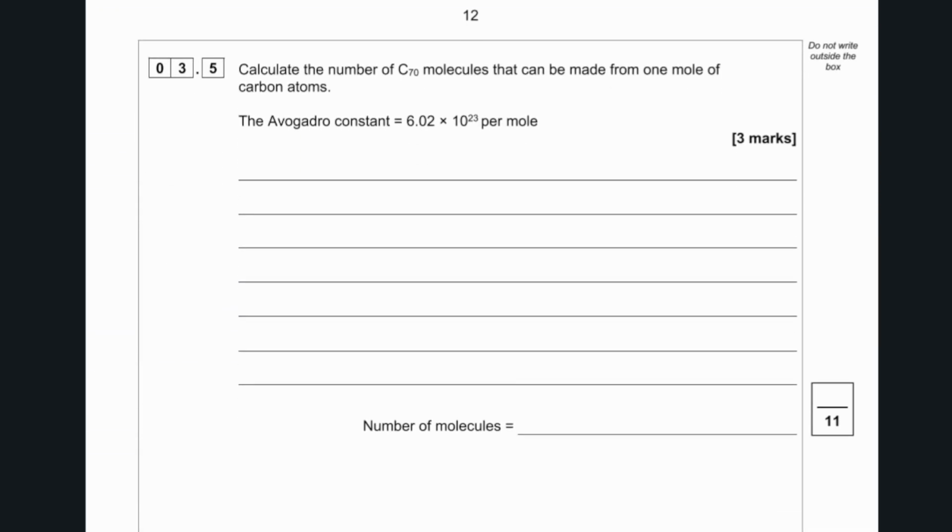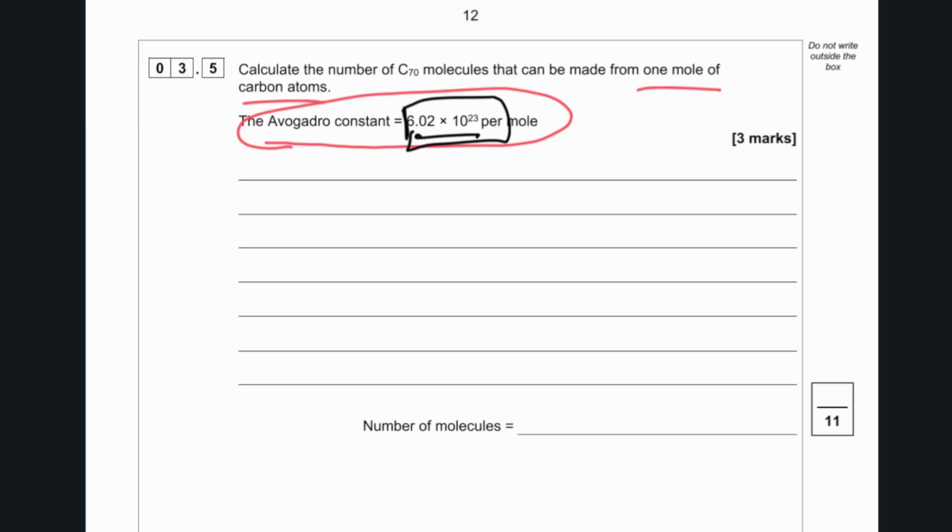3.5, calculate the number of C70 molecules that can be made from 1 mole of carbon atoms, and it's given us the Avogadro constant over here. Now, students can get confused by this, but actually, if you take it step by step and understand what a mole actually is, it's not very difficult, okay? So we're told we've got 1 mole of carbon atoms. Now, a mole is just a number. It's this number over here. It's what they're given to us.